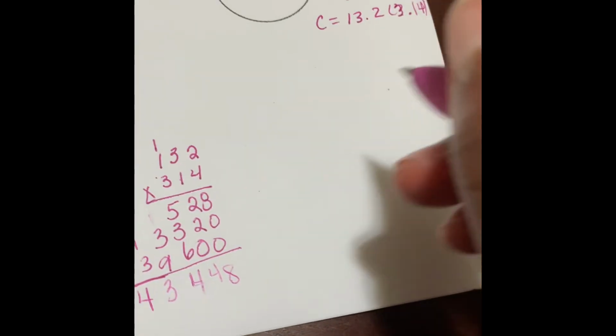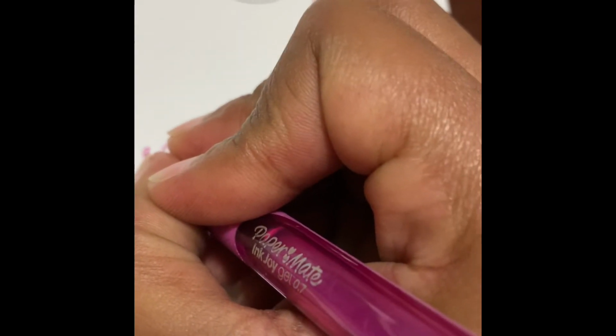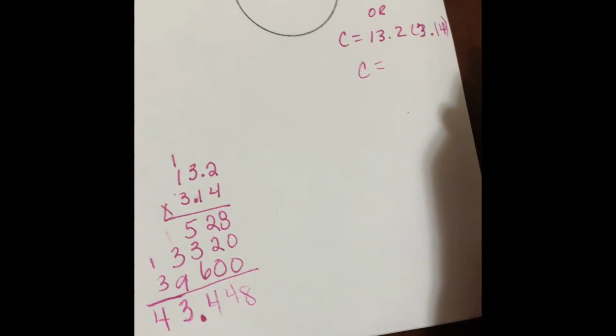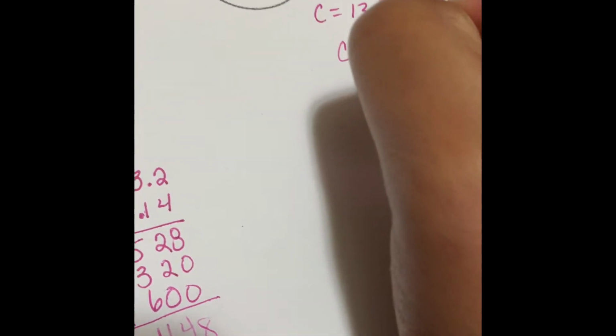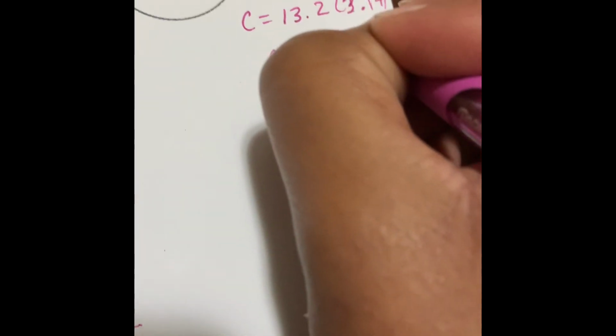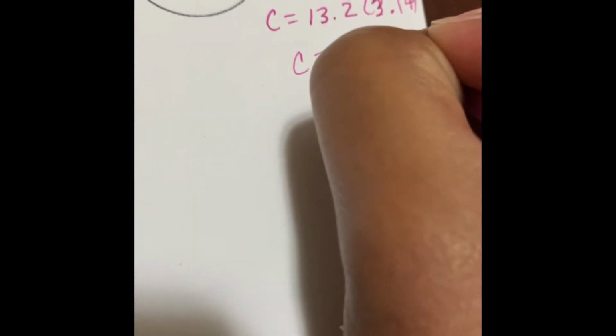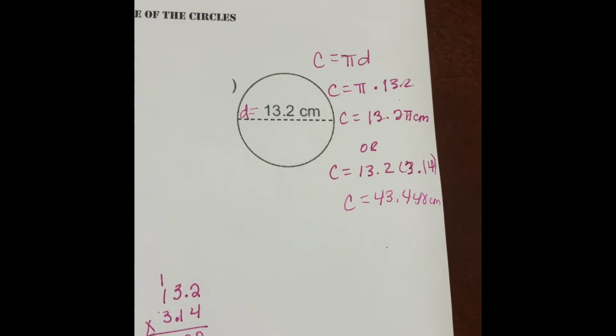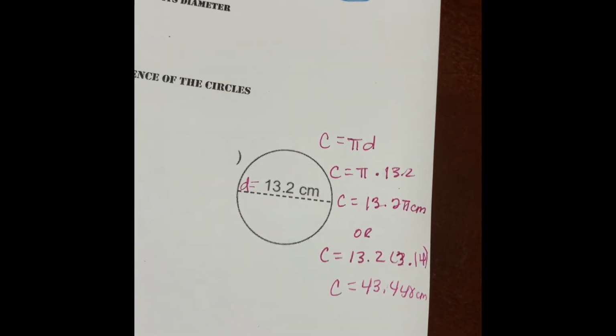How many decimals did I have around each number? I had 3 when I started out. So I put 3 numbers behind the decimal spot. So circumference is equal to 43.448 centimeters. Okay.